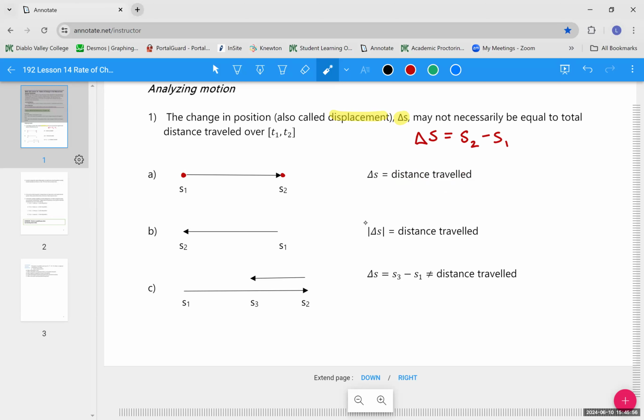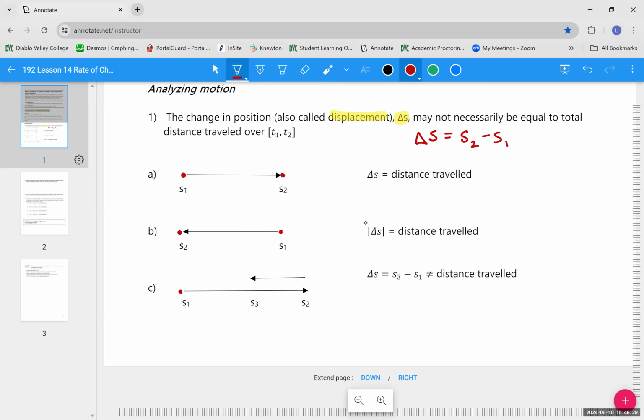In the next picture, it's almost identical, but the particle or the object is now moving in the negative direction. So when you do S2 minus S1, you're going to get a negative number. It will tell you about the length of this line, but it will also be negative because it's moving in the negative direction. So the distance traveled will be equal to the absolute value of the change in position, because distance is always positive.